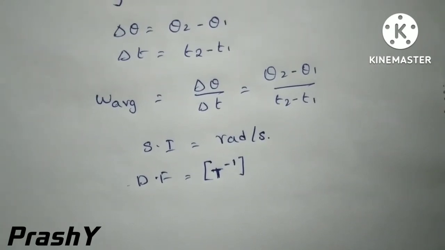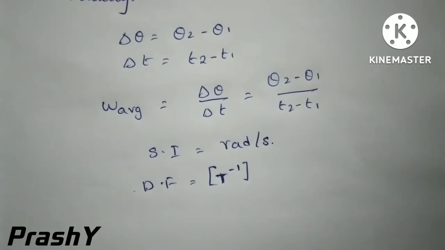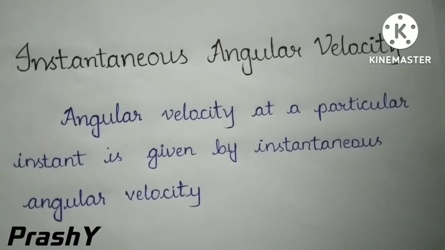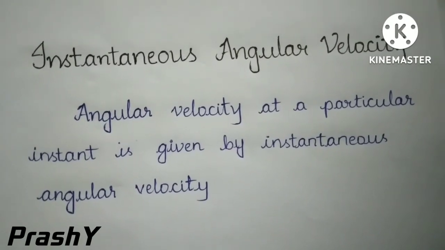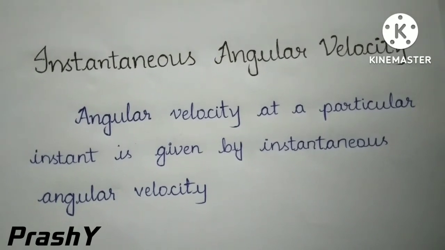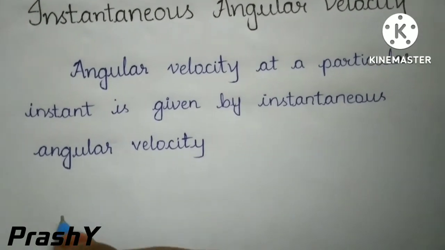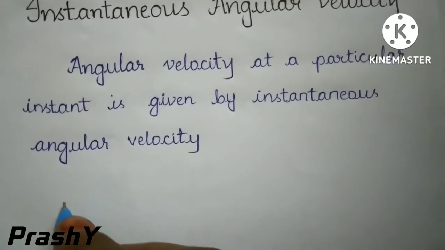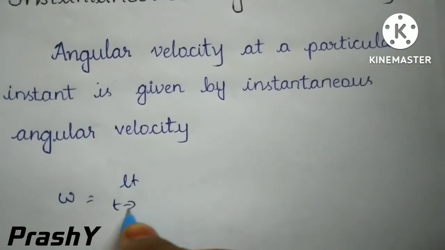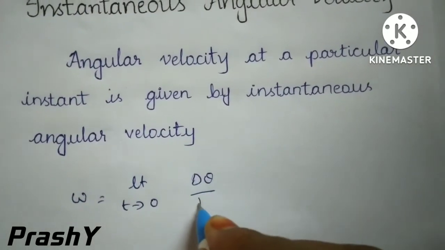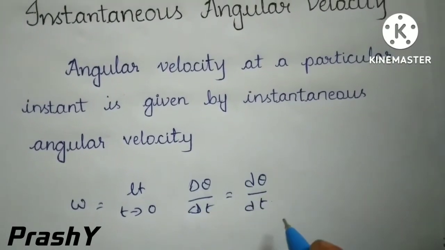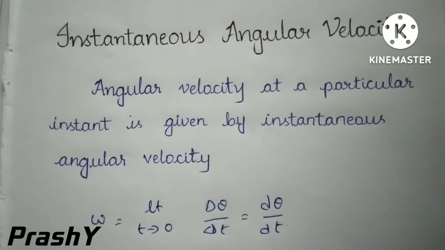Now moving to instantaneous angular velocity. What do we mean by instantaneous angular velocity? That means angular velocity at a particular instant of time. So to know the instantaneous angular velocity, omega is equal to limit delta t tends to 0 of delta theta by delta t, which is equal to d theta by dt. So by using this formula, we can find the instantaneous angular velocity.